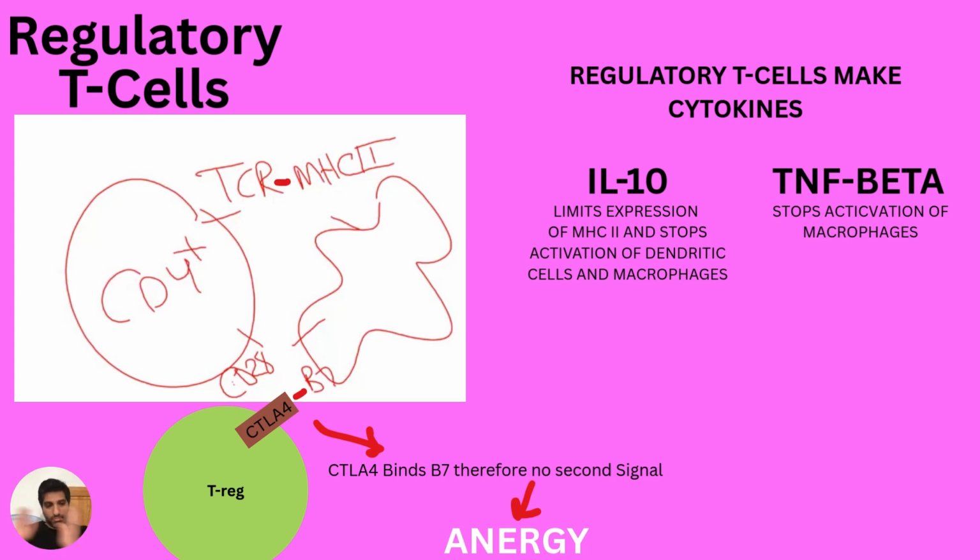Also, another fact, these regulatory T cells make interleukin 10 and TGF beta. Interleukin 10 limits expression of MHC2, which obviously, you can see on the top is part of the first signal, right? So obviously that doesn't work properly. And it's involved in the activation of dendritic cells and macrophages. So interleukin 10 made by regulatory T cells, T for 10. I don't know if that's easy for you to remember. And then TGF beta stops the activation of macrophages. So these regulatory T cells are very important too.